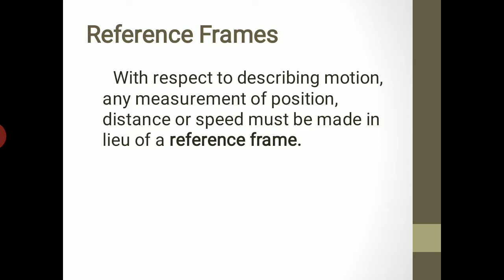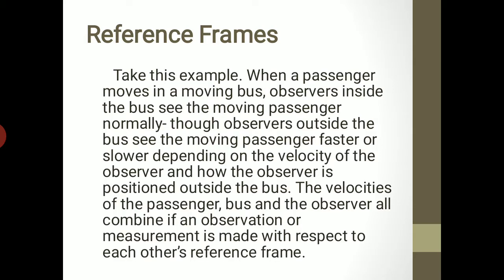Siguro mas maintindihan natin dito sa next example. When a passenger moves in a moving bus, observers inside the bus see the moving passenger normally. Kung nasa loob ka ng bus at let's say yung conductor nag-move, di ba? Nakita mo lang siya na nag-move normally, na parang kung ano yung nangyari dun sa labas. So yung reference frame mo ay nandun ka sa loob ng bus.